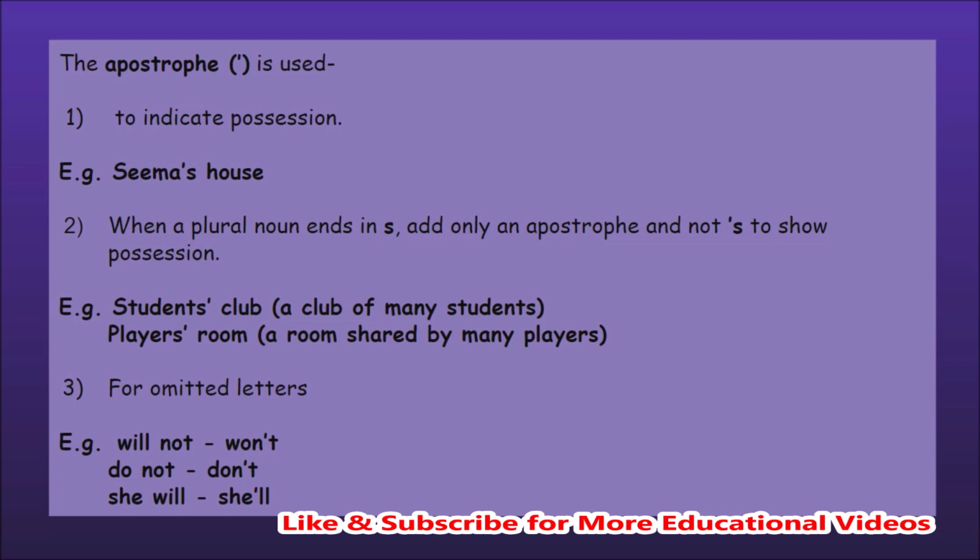Number 3, for omitted letters. Friends, they are also known as contractions. Example: will not becomes won't, do not becomes don't, she will becomes she'll, so on and so forth.